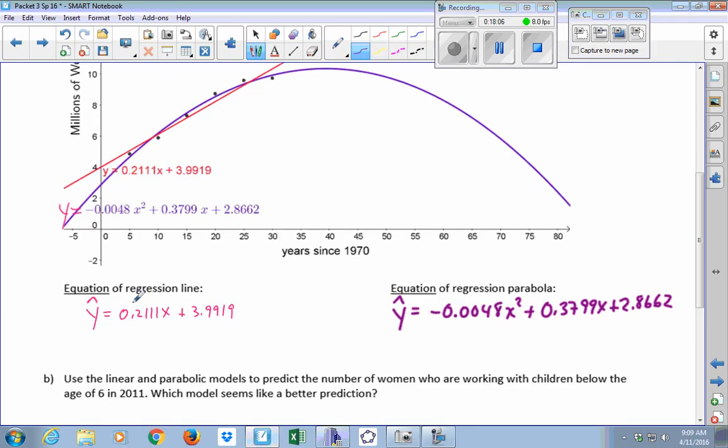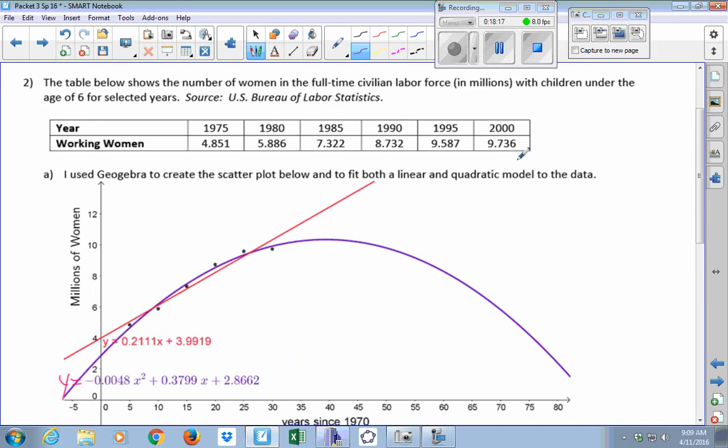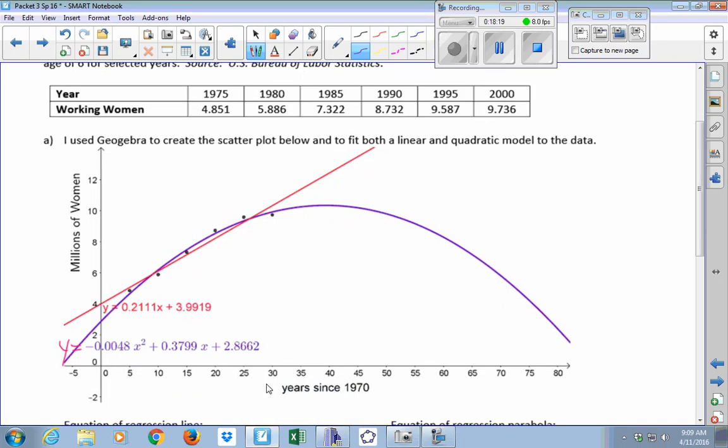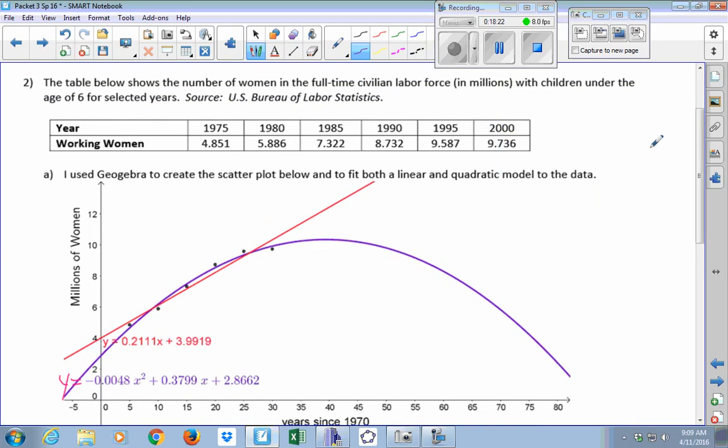So let's use the linear and the parabolic models to predict the number of women who are working with children below the age of 6 in the year 2011. Well, what's the best we can do? We know what it is in 2000. So we're going to predict now. Our data only goes 25 years out, from 1975 to 2000. We're going to go another 11 years beyond that. So which of these models do we think would be the best estimate for that prediction? So let's take a look.